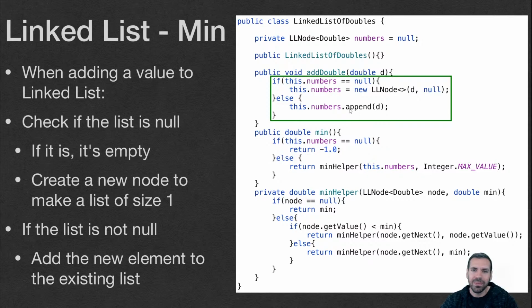Just call the method. If numbers is not null, call the method that's already available to you and append this new double to the end of the linked list of doubles. It's only when this is null that you have to do some extra work. When it's null, you have to initialize it. But if it's already been initialized, that our numbers already is equal to an object, we can go to that object on the heap and call its methods. In this case, append is the method that does what we want it to do.